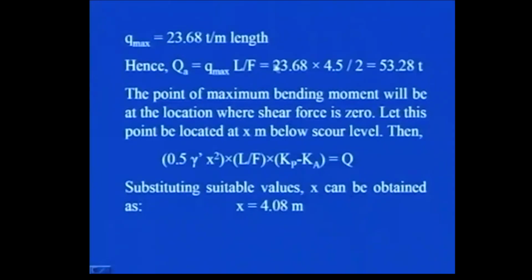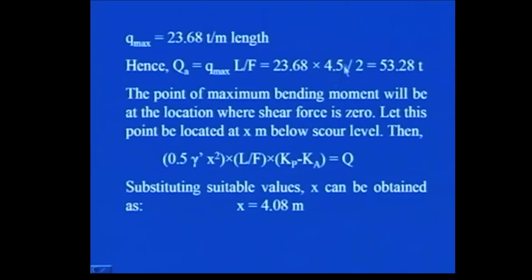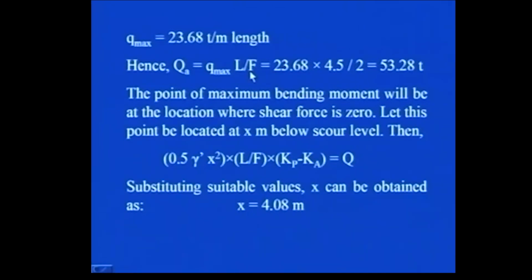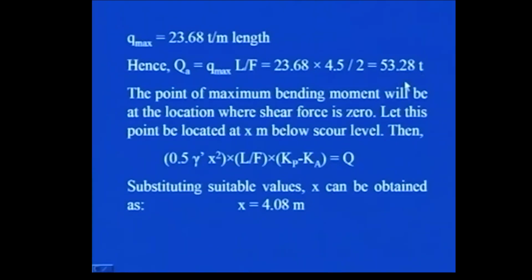Q max we have obtained as 23.68 here, and the length of the well is given as 4.5 meter, because it is the external diameter which you have to take into account, divided by the factor of safety, which is 2, as given in the statement of the example. This will result in the value of 53.28 ton. Further, this was one part of the solution.